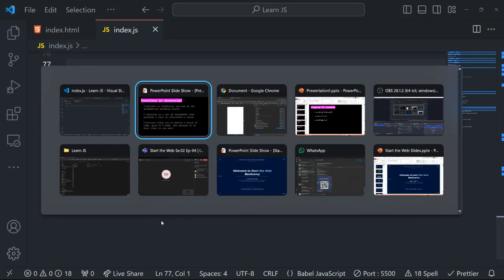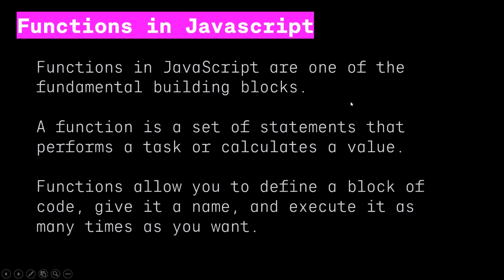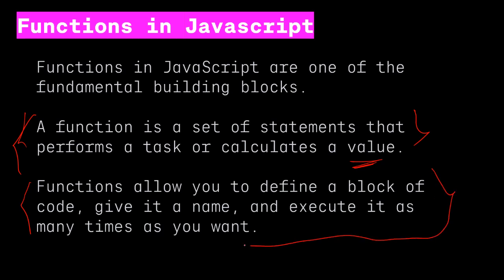There's a very good definition over here. This PPT slide says functions in JavaScript are one of the fundamental building blocks, and a function is a set of statements. This sentence is important: a function is a set of statements that performs a task or calculates a value. It says functions allow you to define a block of code, give it a name, and execute it as many times as you want. This line makes a lot of sense.